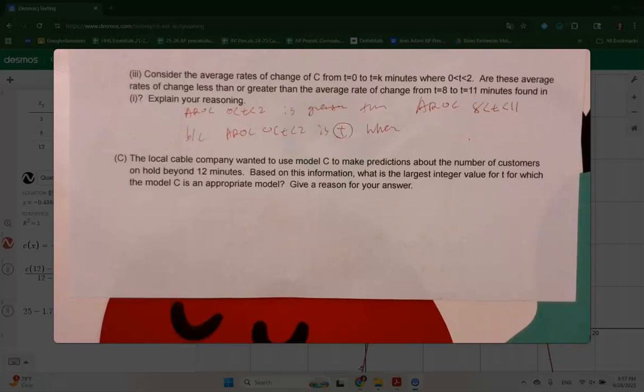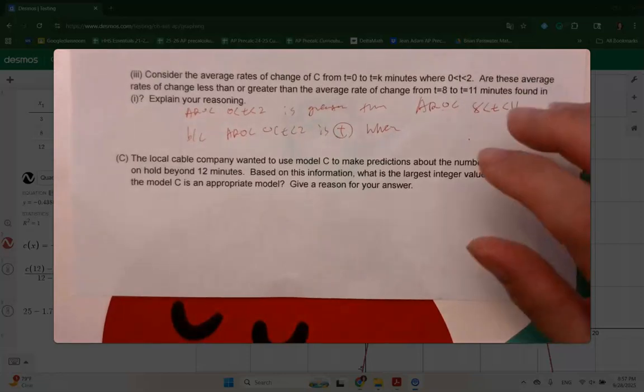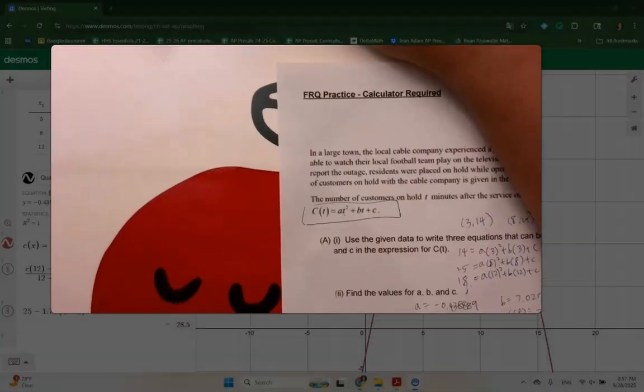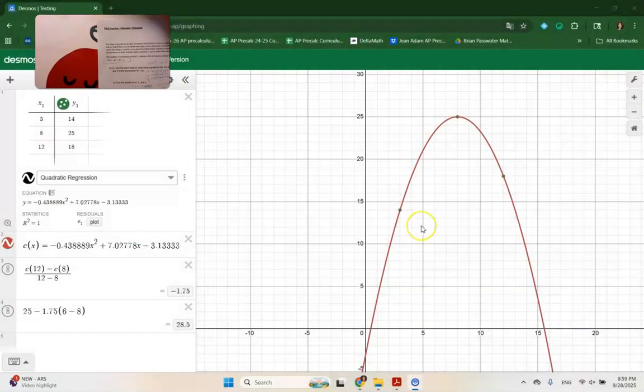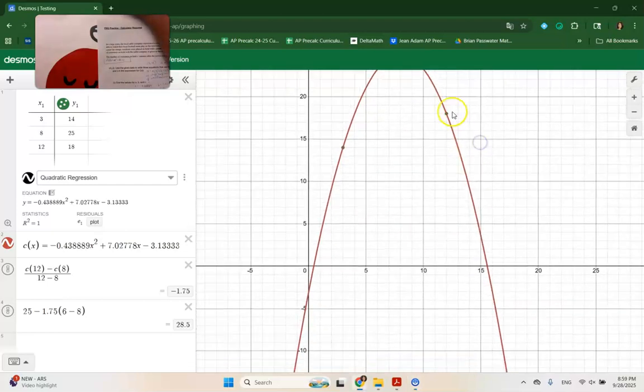Last one. The local company wants to use the model C to make a prediction about the number of customers on hold beyond t is equal to 12. Based on this information, what is the largest integer value of t for which the model C is an appropriate model? Give a reason for your answer. Okay, so we are looking at beyond t is equal to 12, which was here. So the question is asking, after 12, how long is it valid?